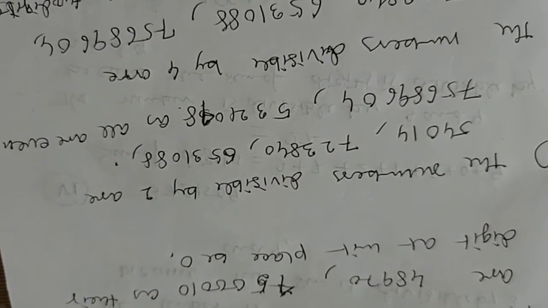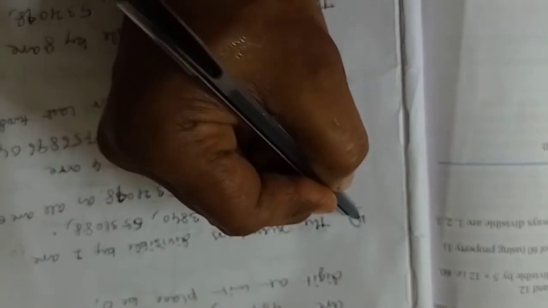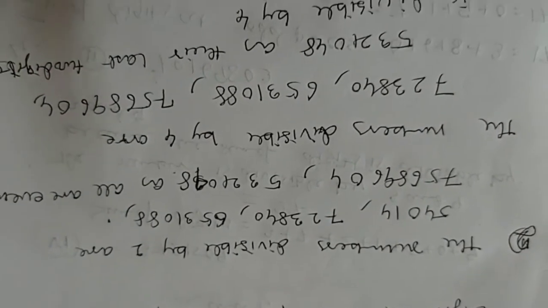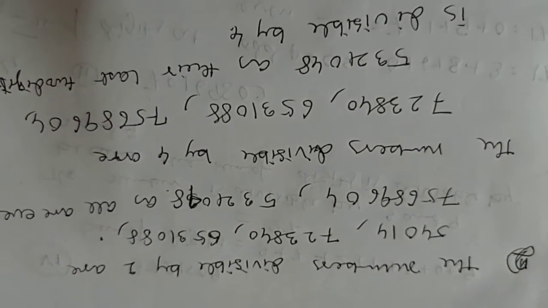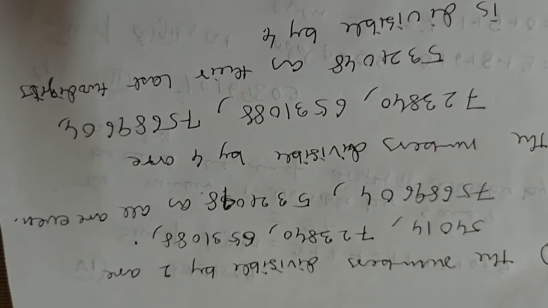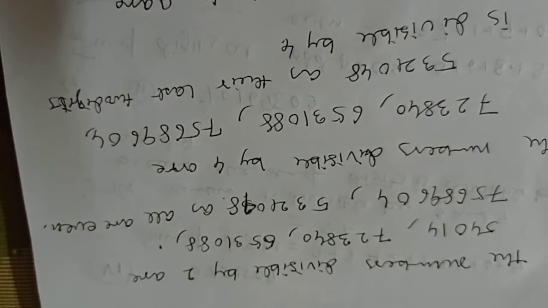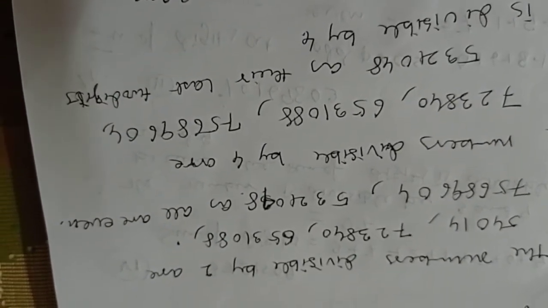Number 2 is asking which numbers are divisible by 2. Just now I told you, the unit place digit will be 0, 2, 4, 6, 8. That means all even numbers are divisible by 2. So here I have searched for which numbers are even and written them.